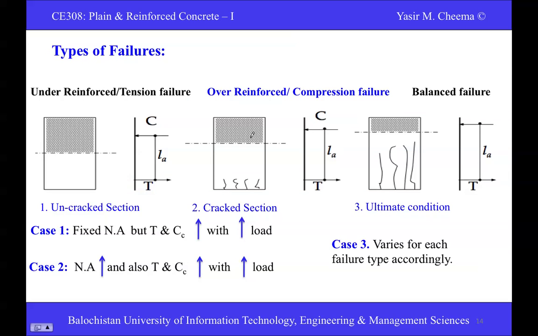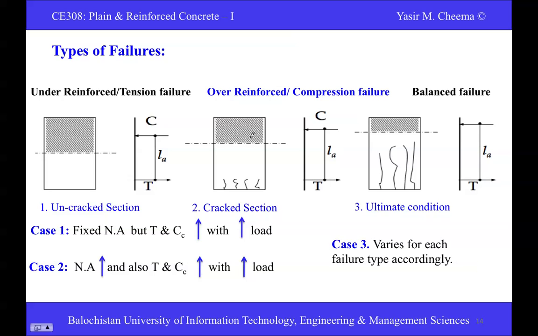Now here come the types of failures. One is the section being under reinforced, or tension failure. Another one is over reinforced, or compression failure. And the third is the balanced failure. Now try to understand the concept. The words under reinforced or over reinforced are connected with compression or tension.